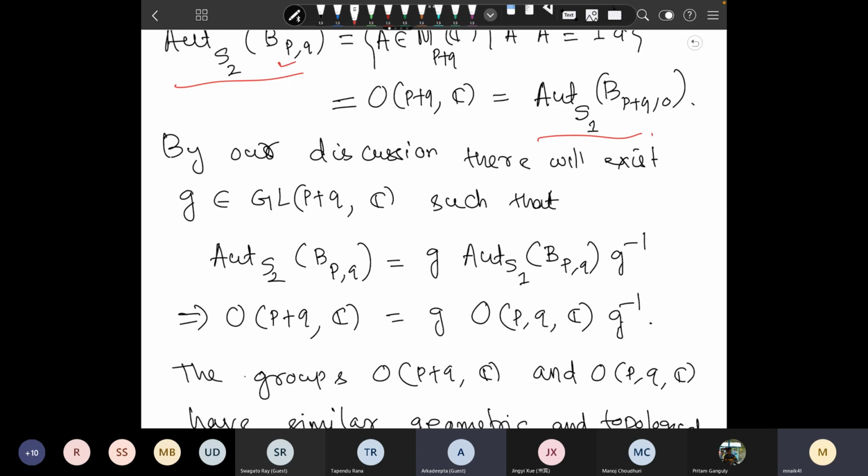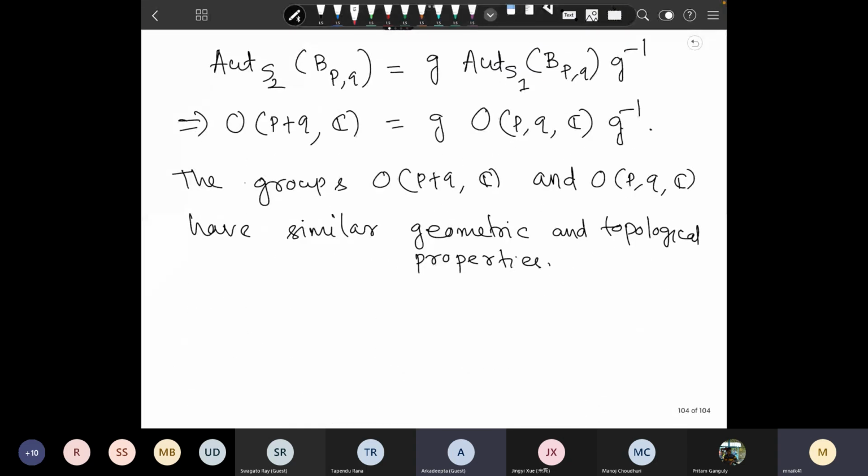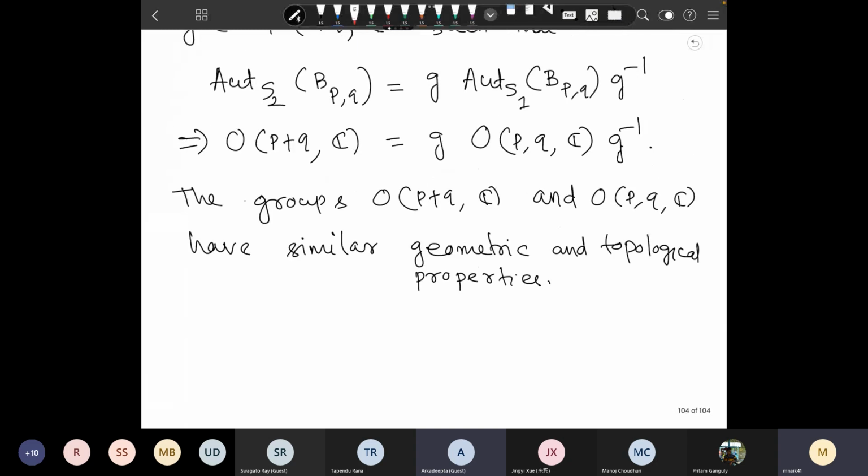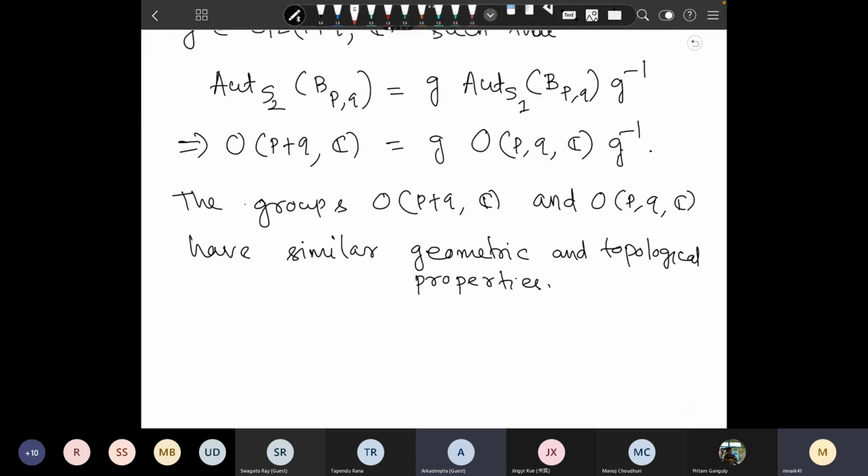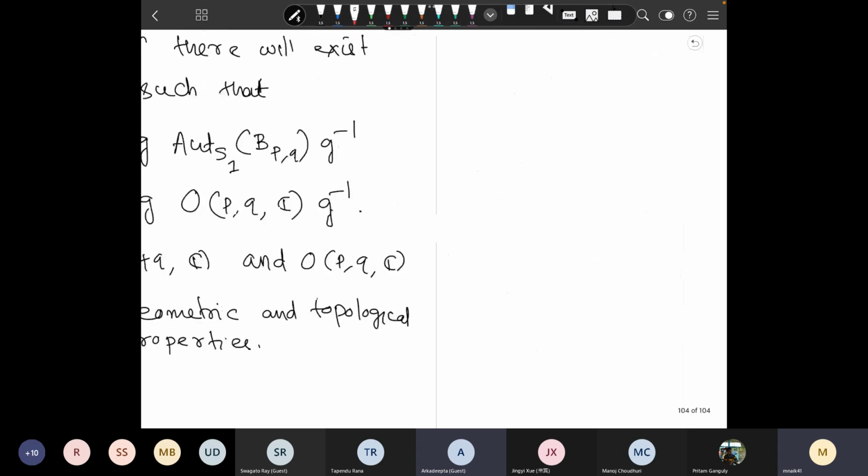And there is an interesting result in the complex vector space. If you take a non-degenerate symmetric bilinear form, there will exist precisely one non-degenerate symmetric bilinear form on a complex vector space up to equivalence. Let me make this precise so that you will get that. Okay, let me go to the next page.